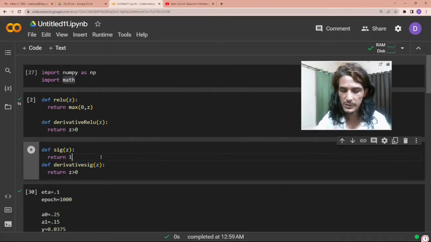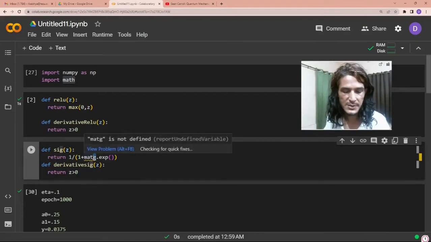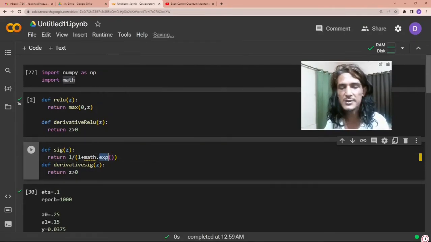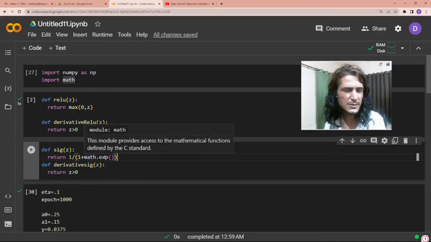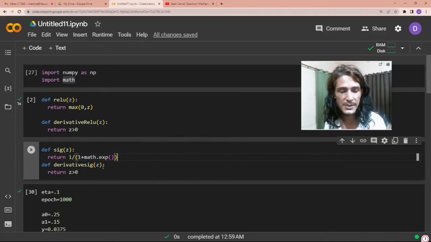1 over 1 plus e to the power minus x. Now we have to call this math dot exp function. So instead of calling numpy's exp function, we'll now be calling the math library's exp function. This exp function doesn't expect its input to be an array. If it is a scalar, a single number, it also works. That's why I'm using math's exp function rather than numpy's exp function.